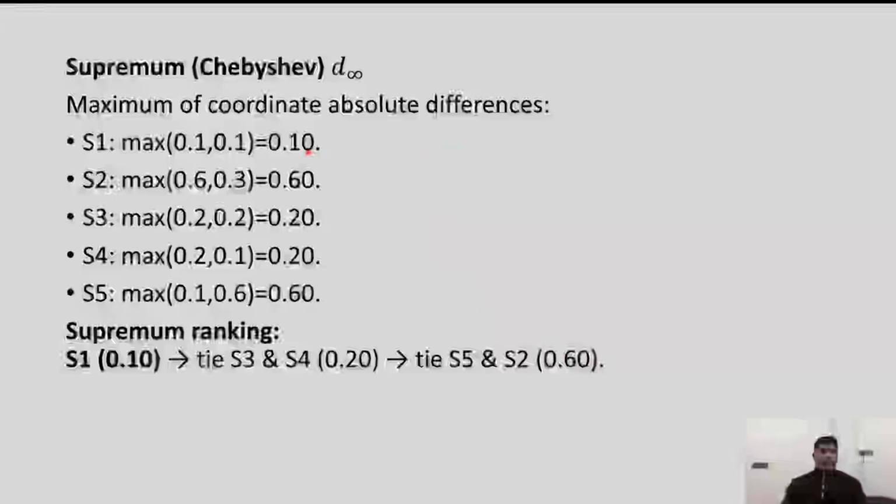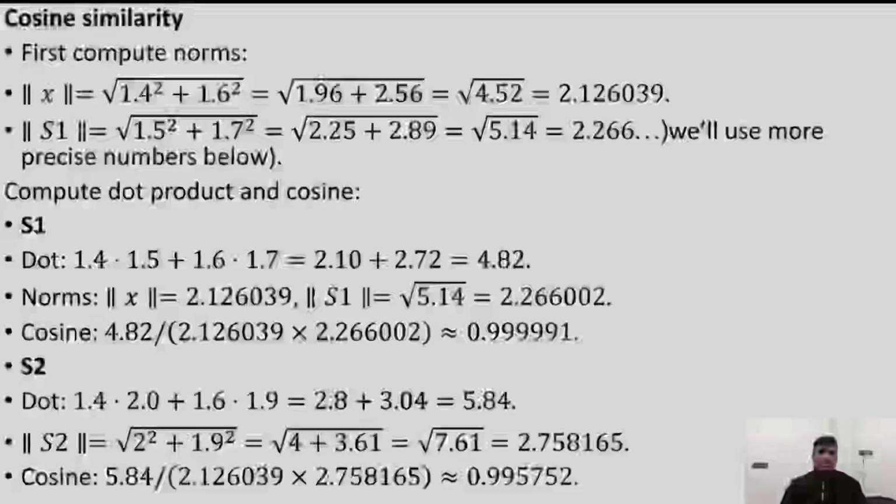Now supremum distance, the maximum of coordinate absolute differences. For S1 we got 0.1, for S2 we got 0.6, for S3 we got 0.2, for S4 we got 0.2, and S5 0.6. Now ranking: S1 first, S3 ties with S4, S5 ties with S2 at 0.6.